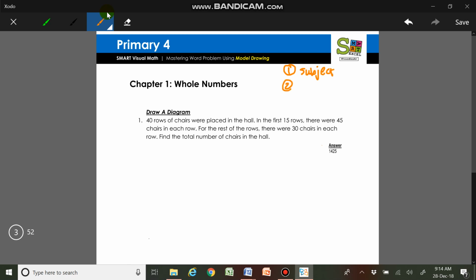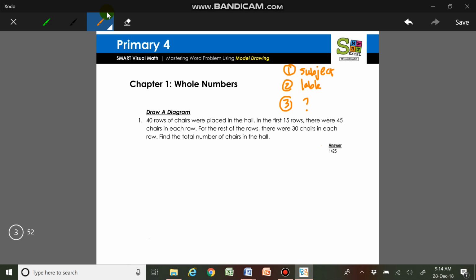Number 2, label. We label every piece of information that is given in the question, so that the child can understand better. And number 3 is the question mark. With this question mark, it helps the child focus on where exactly they need to go and find the answer. These 3 steps are not just for models, we can also apply them when we want to draw the diagram.